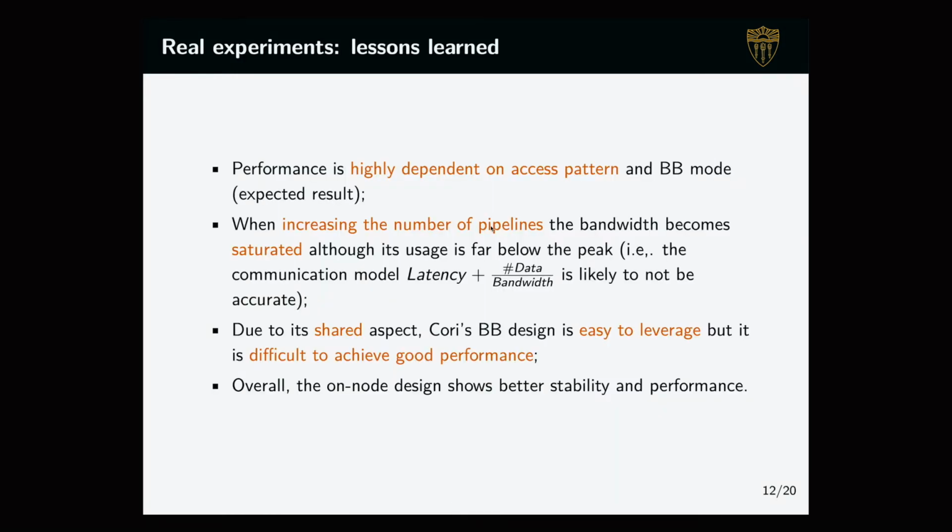So, some takeaways from this: the performance is highly dependent on the access pattern, which is an expected result. When we increase the number of pipelines, we have some bandwidth saturation, even though the usage is far below the peak. So it implies that the classic communication model, latency plus data divided by bandwidth, is likely to not be accurate. Finally, due to its shared aspect, Cori's design is easy to leverage, but it's difficult to achieve good performance. On the other hand, Summit's design is better from a performance and stability point of view.